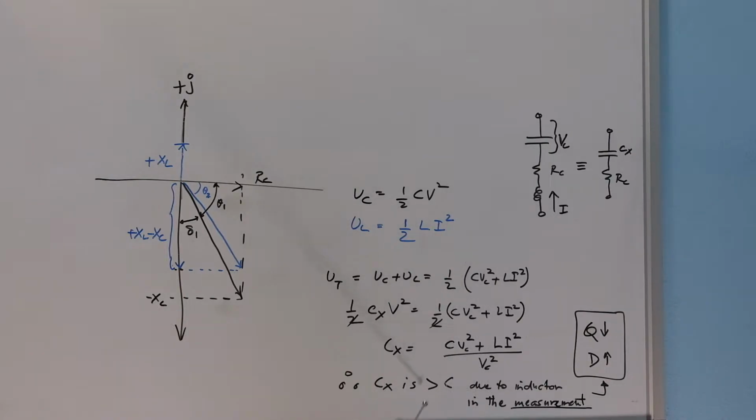So what happens is that you have a decrease in the Q and an increase in the dissipation factor, because this capacitance has now increased, and that is actually even reported by the meter. So it's again not clear to me whether this effect is because of the fact that this energy is being attributed to the capacitance itself.